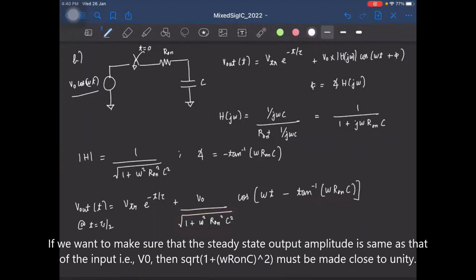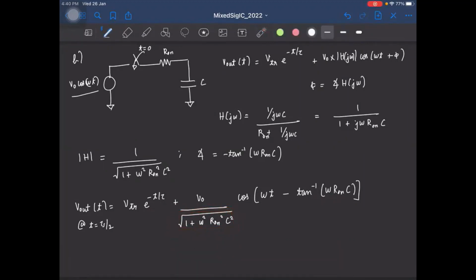And if you want to make sure that this portion is equal to 1, right? So which means omega r on times c must be much less than 1, right? And this will in turn ensure that even this angle is equal to 0, right? So this means that 1 by r on times c, sorry, must be much greater than omega, right?